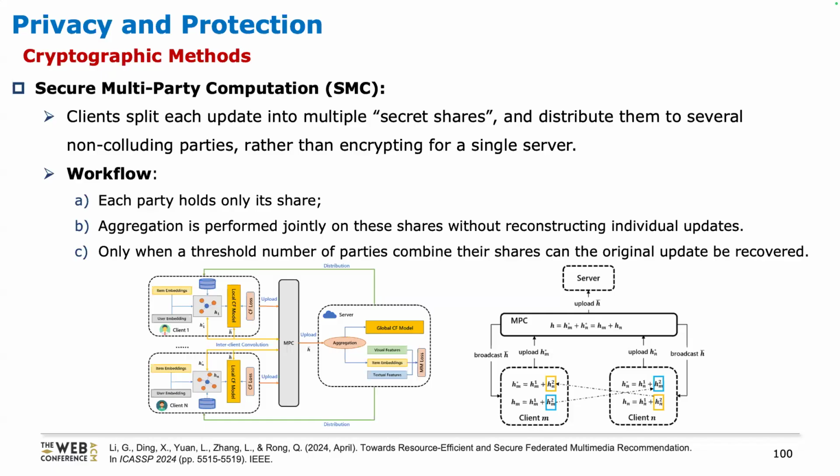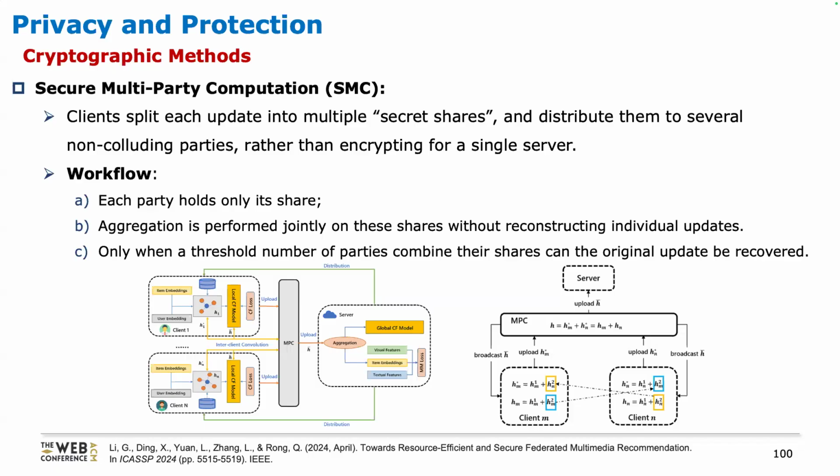Those parties then work together, combining their shares to compute the aggregate update. Yet they never reconstruct anyone's private update. Only when a minimum number of shares come together can the original value be recovered.